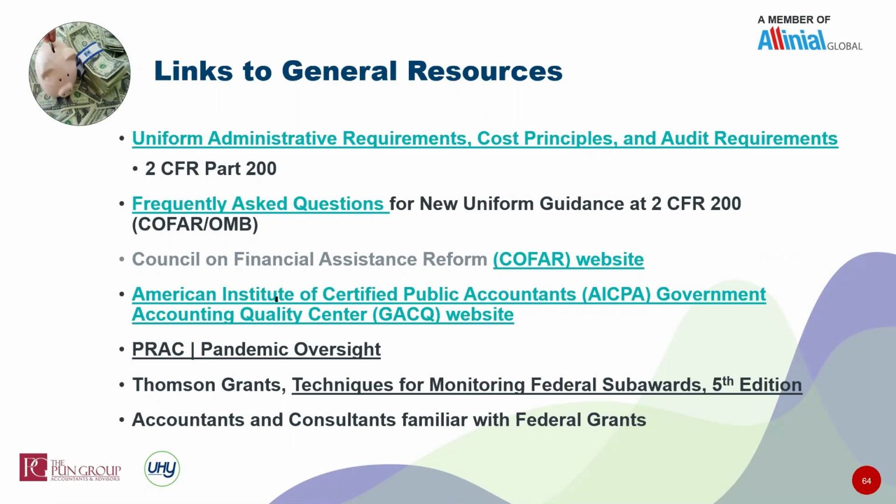But the other sites are the American Institute of Certified Public Accountants, the Government Accounting Quality Center website has information. The PRAC, which is the Pandemic Response Accountability Committee. You saw the slides on data of federal funding. That has a lot of information that's useful. Thompson Grants, you saw some logos in there. They publish Techniques for Monitoring Federal Subawards. A fifth edition is available. I don't remember the cost on it. I think it's like $100 or something. Definitely worth getting if you are giving out grants.